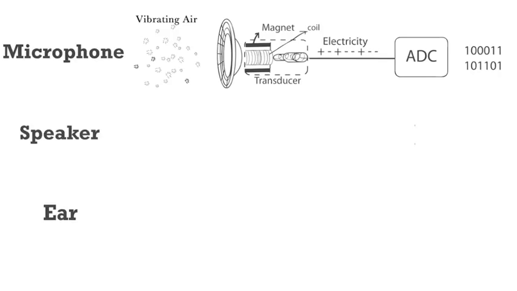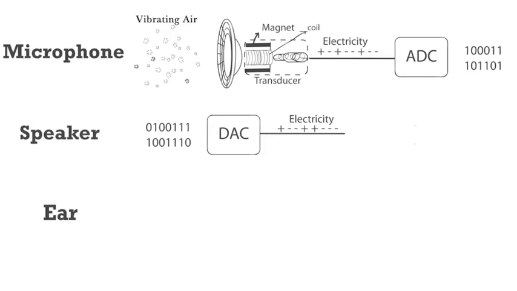So when a computer has an audio file, it must go through a digital-to-analog converter, or DAC, to change the bits and bytes to electrical energy. Usually this electrical energy needs to go through an amplifier to increase the low power signal.